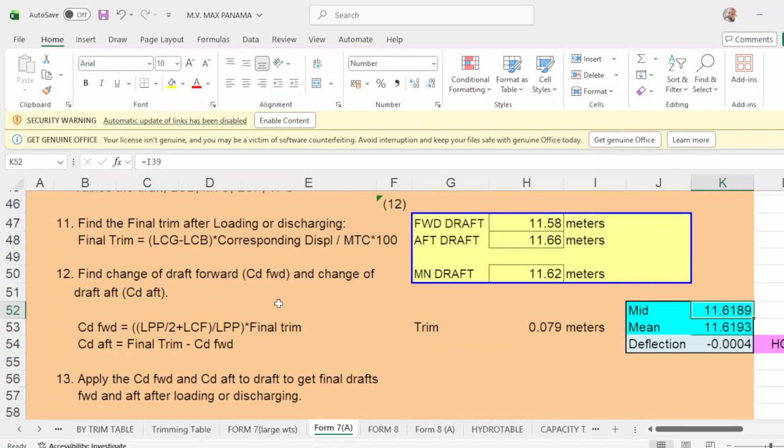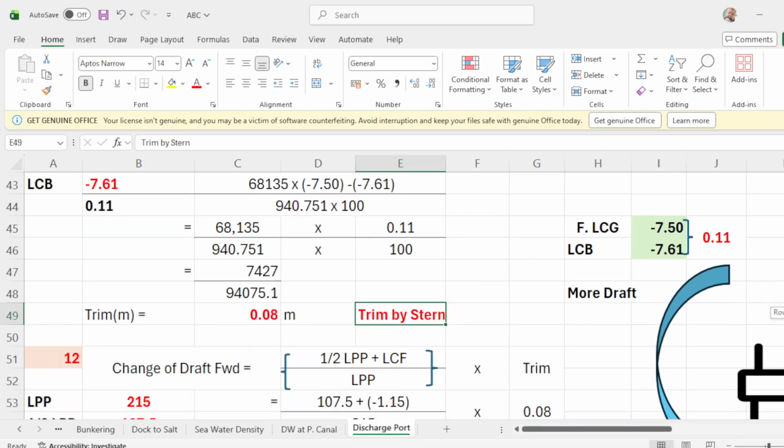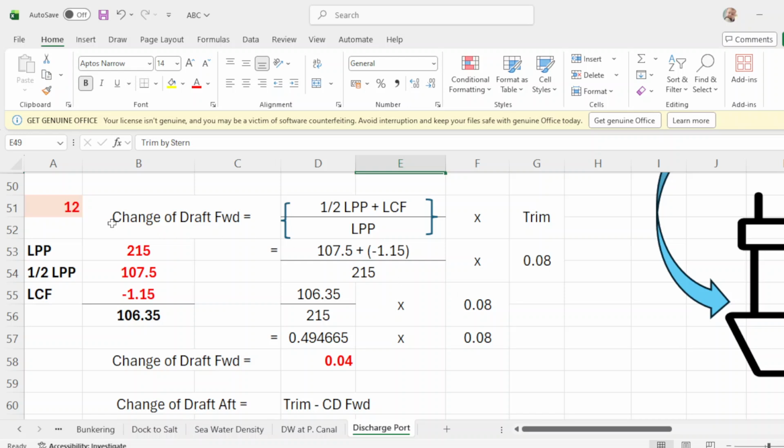Find the change of drop forward and change of drop up. So change of drop forward is one half of LPP plus LCF over LPP times your final trim. And change of drop up will be final trim minus your change of drop forward. So we go to 12. First we have to find the change of drop forward. The formula is one half LPP plus LCF over LPP times your trim.